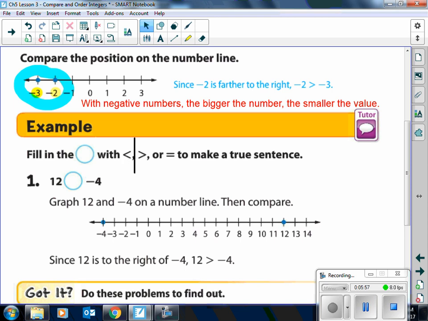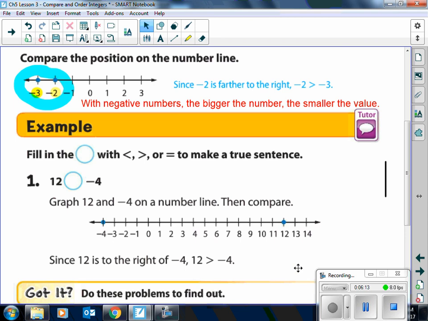Now, when I go from left to right, does it touch the big side or the little side first? It touches the big side first. So that is a greater than. Is everybody clear? All right.